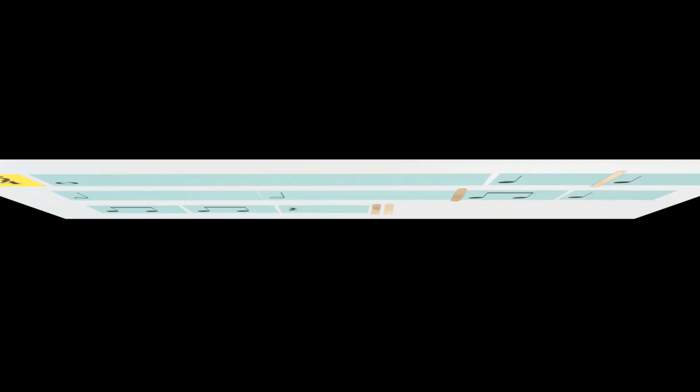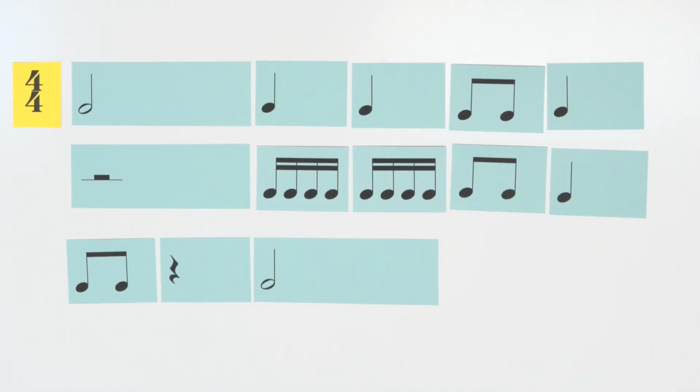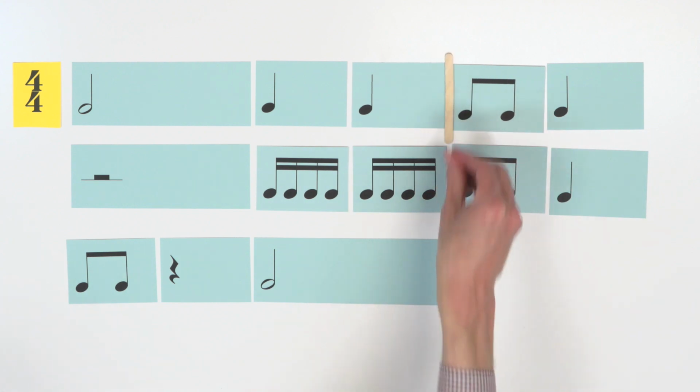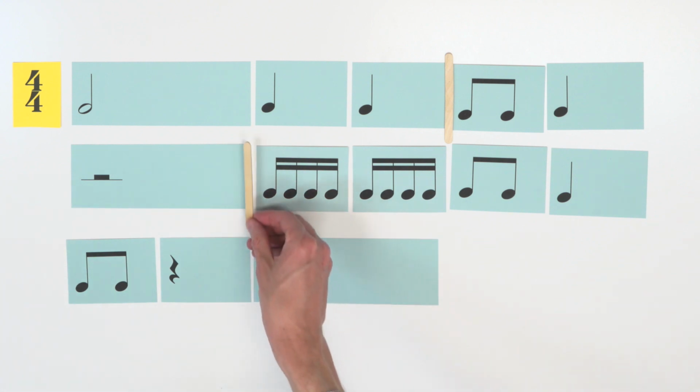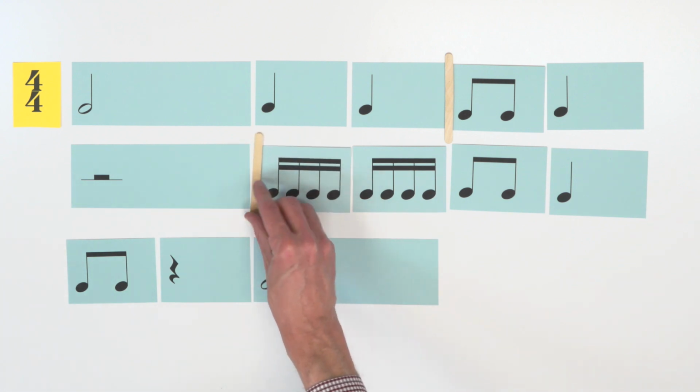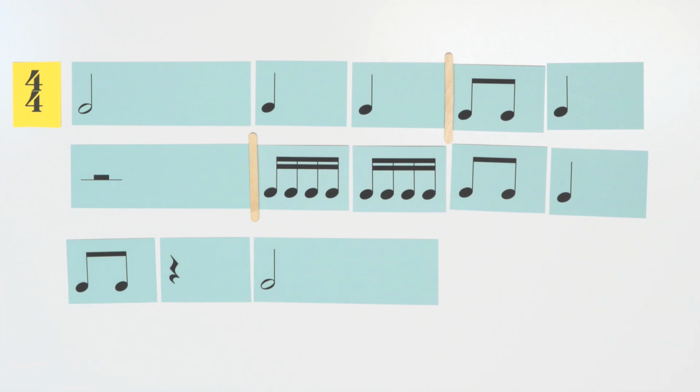Let's try another one. Here's the next one. What's your time signature? That's right, it's 4/4. So can you point to where the first bar line goes? If you're pointing here, you're correct. Where's the next one? If you're pointing here, you're correct. And where's the next bar line? That's right, it's here. And the final bar line? That's right, it would go right here. Double bar line to show we're done.